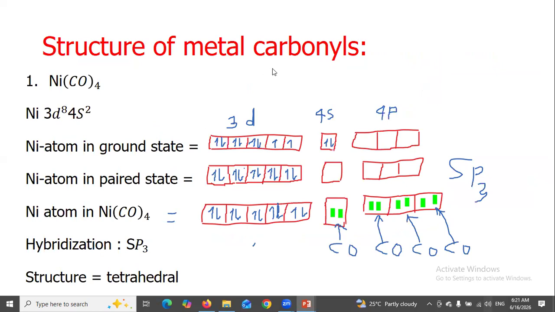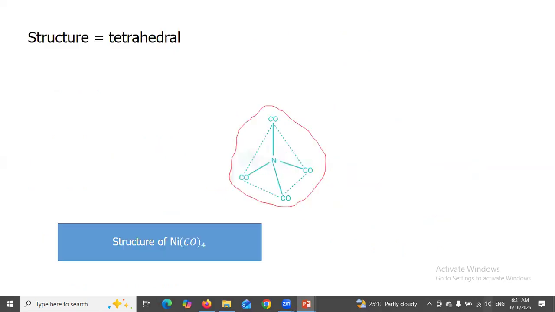Structure of metal carbonyls, for example, nickel tetracarbonyl. Nickel 3d8 4s2 in the ground state, in the excited state, in the pairing state, and the nickel atom in nickel tetracarbonyl. Tetrahedral structure. Structure tetrahedral of nickel tetracarbonyl.